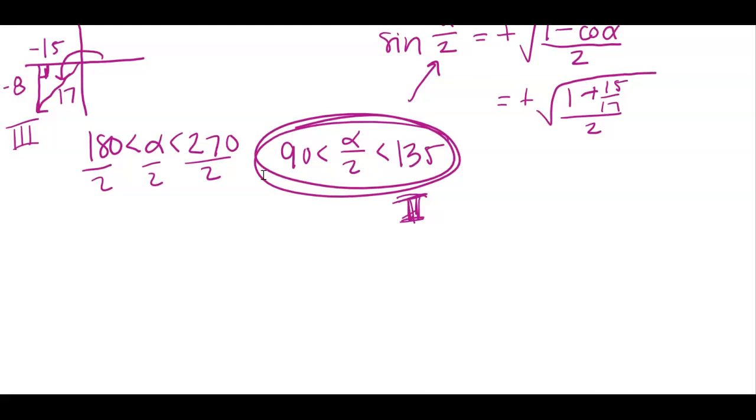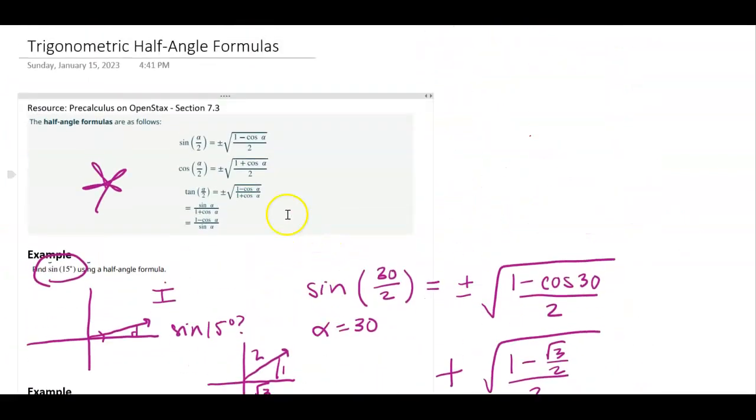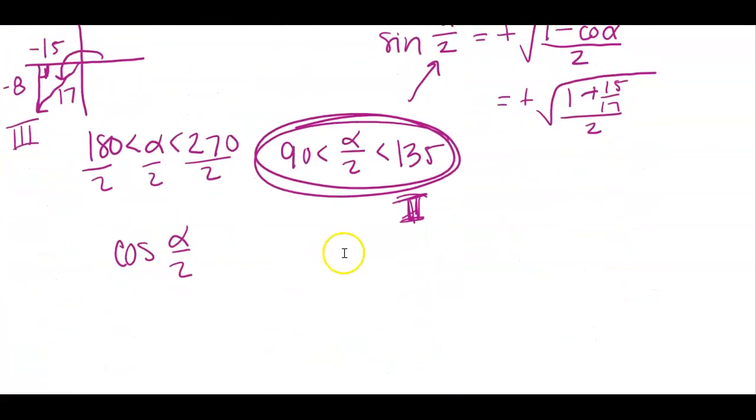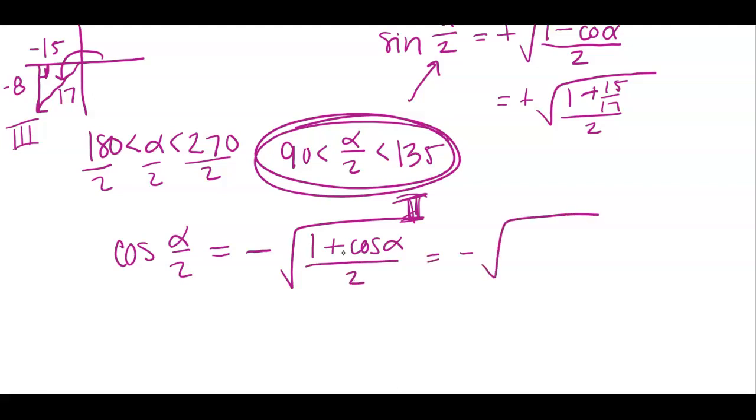All right, let's look at cosine of alpha over 2. Let's look at that formula. So that's going to be the same, but a positive on the inside. Now, because alpha over 2 is in quadrant 2, I know I'm going to have the negative square root of 1 plus cosine alpha over 2. So that's going to be negative square root of 1 plus negative 15 over 17 over 2.